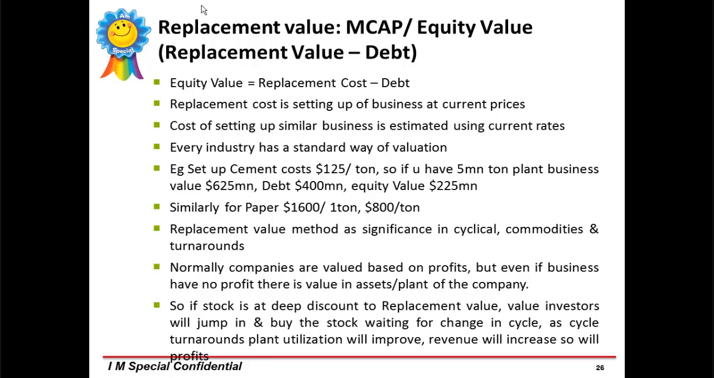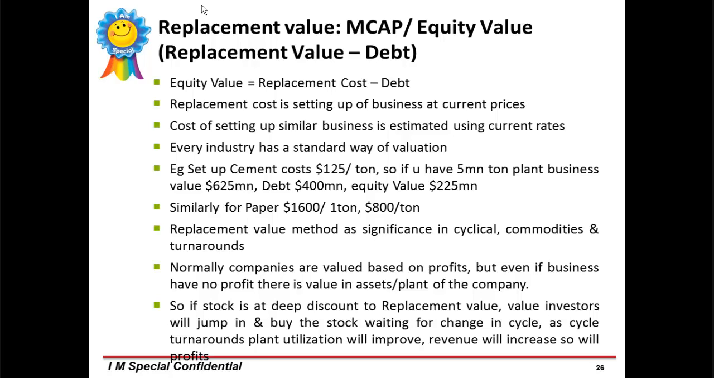The replacement method is significantly used in cyclical commodities and turnarounds. Again, I have already explained this before, but normally companies are valued based on profit. So generally with no profit, your market cap would be lower. But if businesses have no profit, there is still value in the assets or plant of the company. So even though there is no profit in companies like GVK, GMR, the stock is not quoting at zero price, because there is some value in the asset. That is why these companies are still valued.